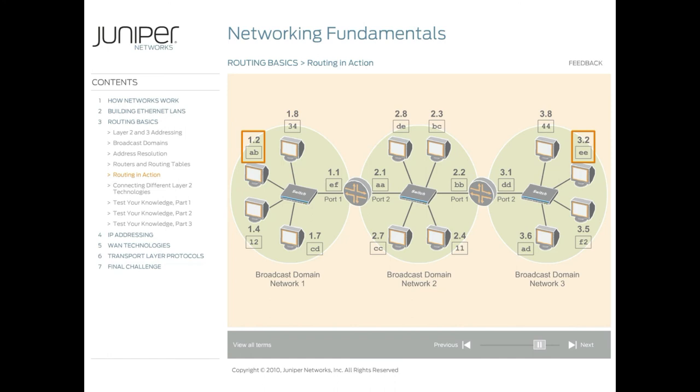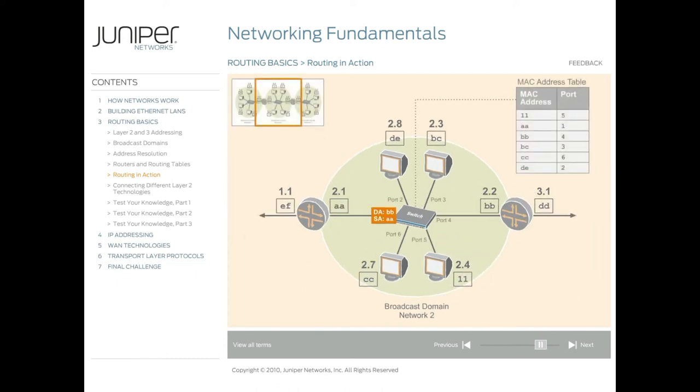So back at our example, the Ethernet switch connecting the two routers receives the frame. Our data is halfway to its destination. Let's zoom in on Network 2 and see what happens there. The switch examines the Layer 2 destination MAC address and looks for a match in its MAC address table. Once it finds a match, it forwards the frame out the correct port.